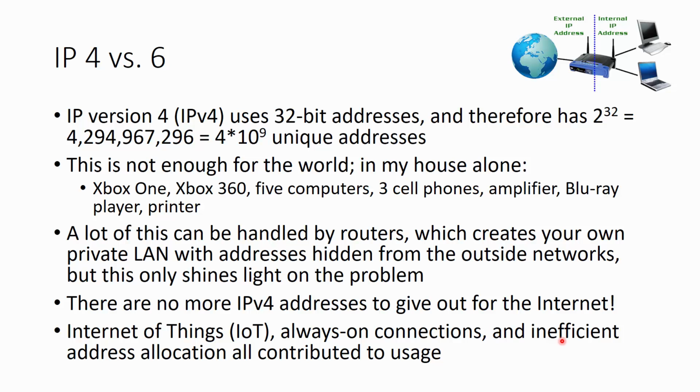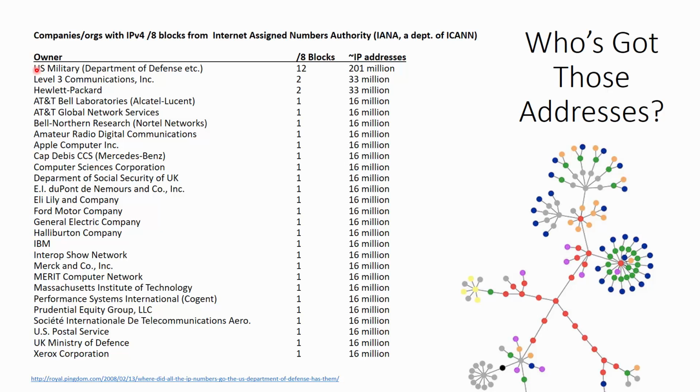We also have some inefficient address allocation going on. So in the old days, gigantic blocks of IP addresses were given out when we thought that we had an unlimited number of them, especially when we were talking about the internet still as a research entity, a research device. Alright, here we can see the display of who has the most IP addresses on the internet. And the United States military has 12 /8 blocks. Each /8 block is 16 million IP addresses. So the U.S. military has 8 of those things, and so it's got around 201 million addresses.